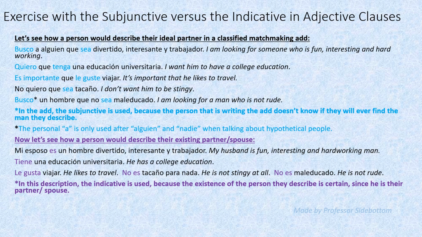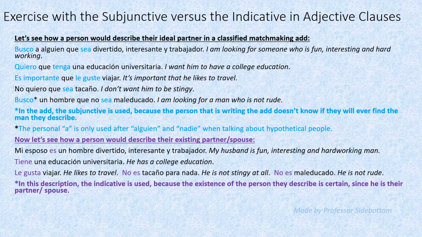Now, let's look into the subjunctive versus the indicative in adjective clauses by doing a fun exercise. First, let's see how a person would describe their ideal partner in a classified matchmaking ad. Busco a alguien que sea divertido, interesante y trabajador. Quiero que tenga una educación universitaria. Es importante que le guste viajar. No quiero que sea tacaño. Busco un hombre que no sea maleducado.